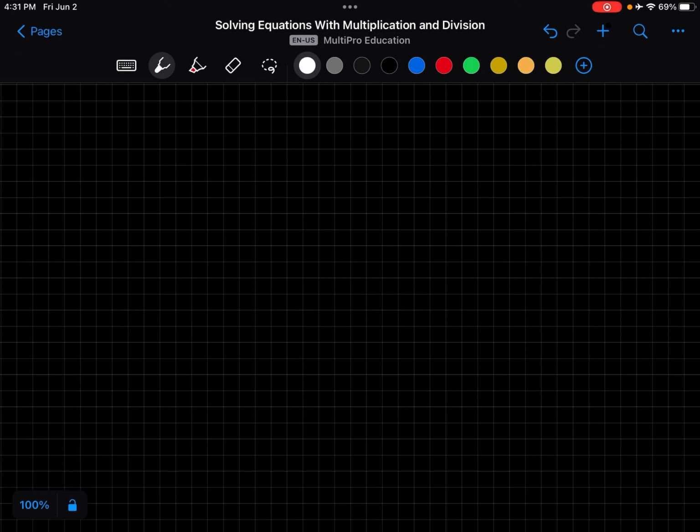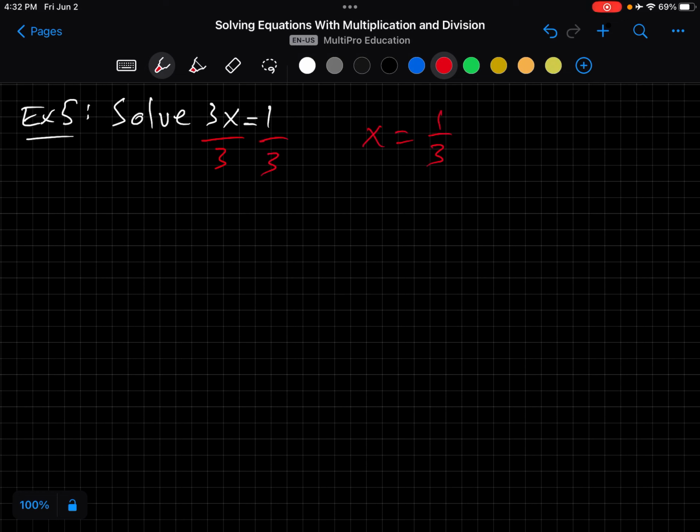Alright, let's look at some examples. Wow, we're on example 5. Look at us. We want to solve 3x is equal to 1. Okay? So what we're going to do is divide each side by 3. So then that gives us x is equal to 1/3. Wow. We got it. That was an easy problem. Let's take a look at another one.